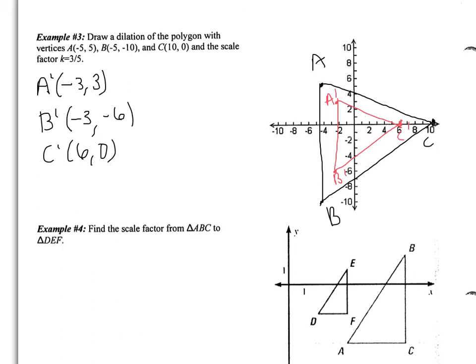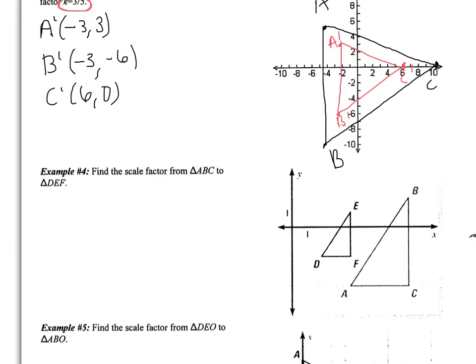Okay, and you should notice that we have similar triangles. They look like the sides are proportional, and it looks like the angles are congruent. It looks like we took the black figure and we shrunk it down to get the red figure, which makes sense. When k is between 0 and 1, it's going to be a reduction, which is the case here. So hopefully we got that one right.